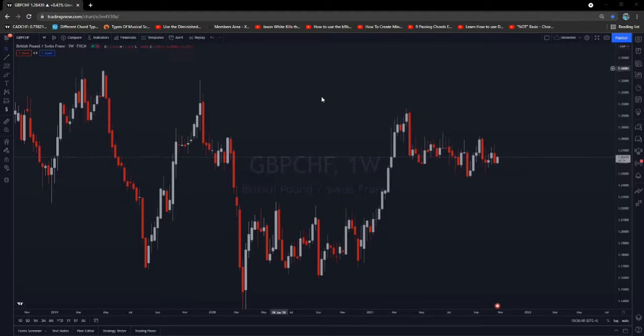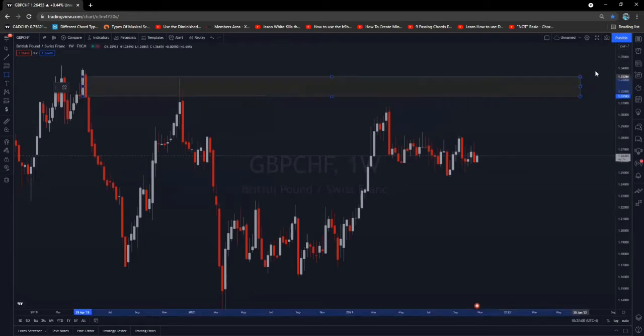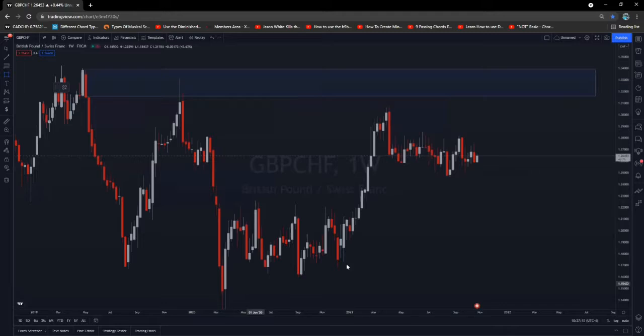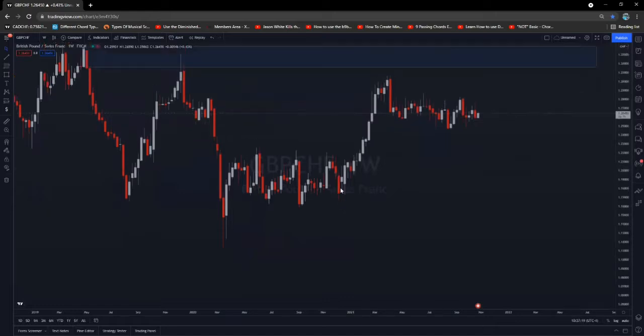We're going to start by looking at GBPCHF. And this is an update, but I wanted to start from the beginning. As you can see, we're going to use the weekly as our main time frame. There's this supply over here, and then there's this demand over here. The reason why we're not going to consider this demand for now is that it's too wicky.